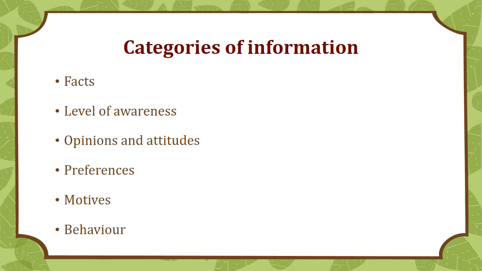So the categories of information is basically what it is about. Do I need facts? Do I want to know? Facts is something that you will get on websites like Statistics South Africa, and that will deal with there are 57 million people in South Africa currently. There are so many people speaking Afrikaans. There are so many people living in the higher income group.